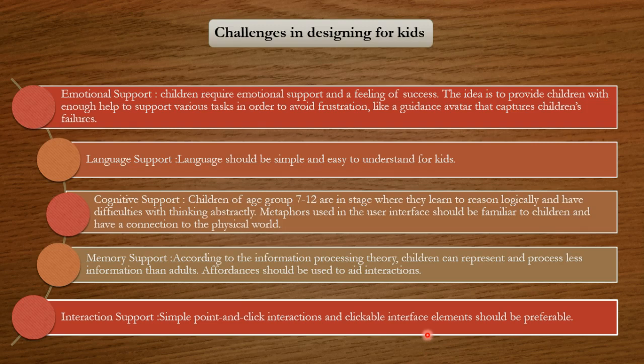Then what are the challenges in designing for kids? Like emotional support. Kids feel great about the feeling of success. Then in order to avoid frustration, a guidance avatar can be used. So such things need to be considered while designing the application. Then language support. Language should be very simple and easy for kids to understand. Then cognitive support. The interface should consider the cognitive development of the kids, like the target users. Then memory support to help them aid through interactions. Then interaction support, like simple point and click interaction or simple tap itself should be preferred while designing the interface for kids.